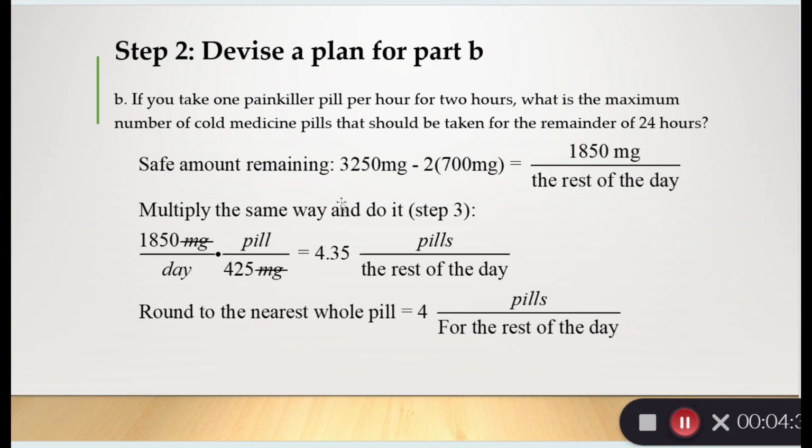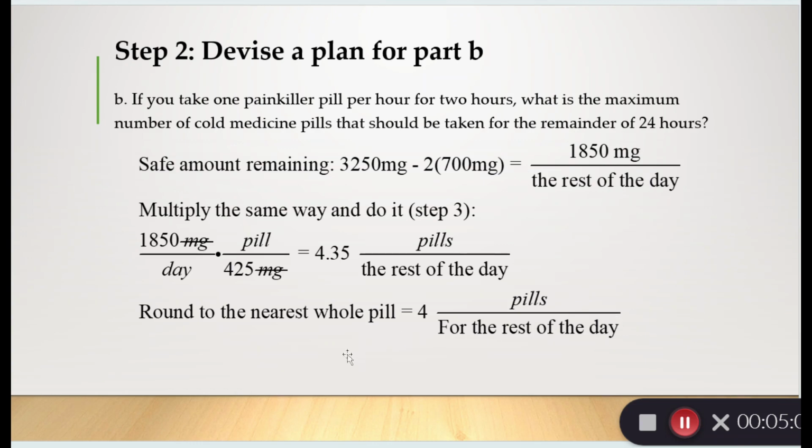Then we're going to do the same thing that we did in the previous example. We're going to take this and multiply it by the inverse of the milligrams per pill of the cold medication. So you can see what happens here. We have 1,850 milligrams per day times pill over 425 milligrams. If you divide that number, you get 4.35 pills for the rest of the day. And if you round it off to the nearest whole number, you get 4 pills for the rest of the day.